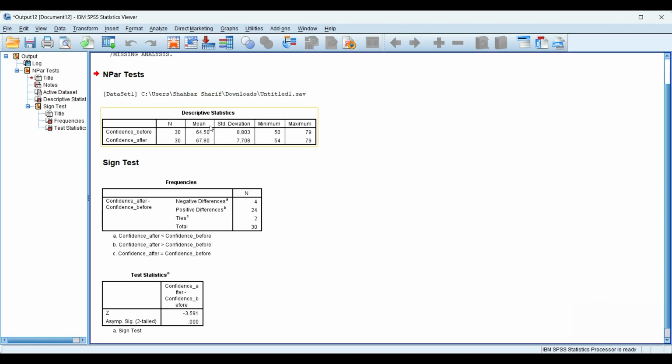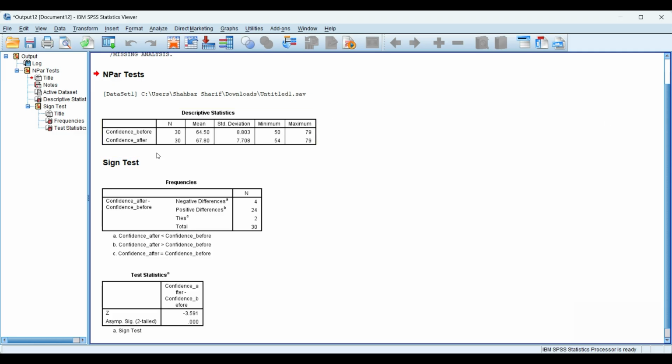So we have the results here. You can see there are a total of 30 observations. The mean is 64.5 for confidence before training and 67.80 after training. So there is a difference between before and after training. Also the standard deviation, minimum, and maximum values are shown.